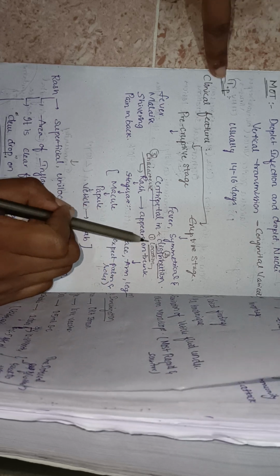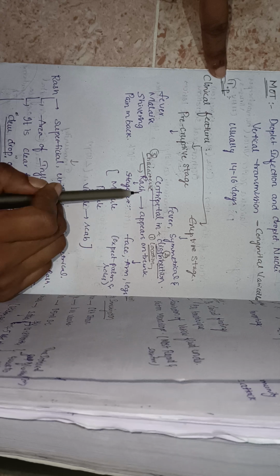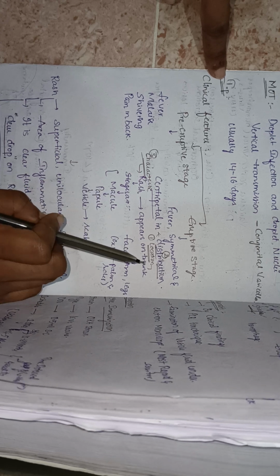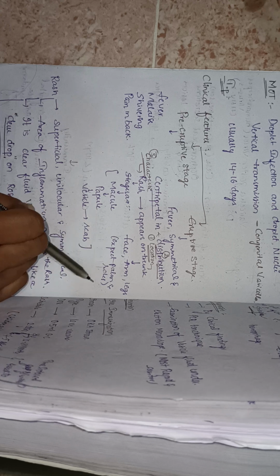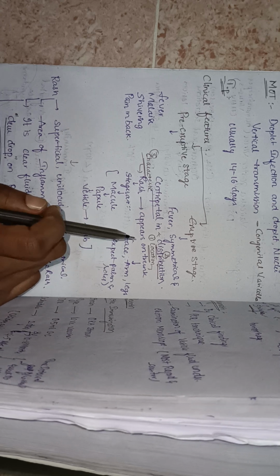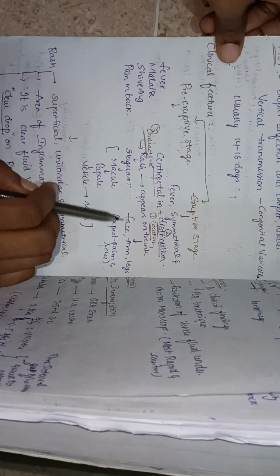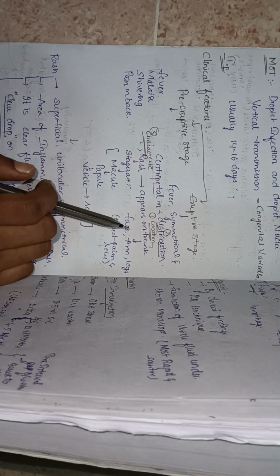Next comes the location. Location means it appears on the trunk. This rash first comes to the trunk. After the trunk, it goes to the face, arms, and legs, except the palms and soles. In the palms and soles, no rash is present in chickenpox. So first it occurs at the trunk, next the face, arms and legs.